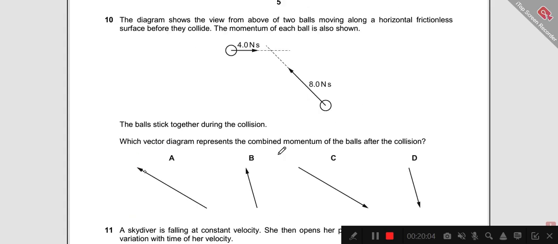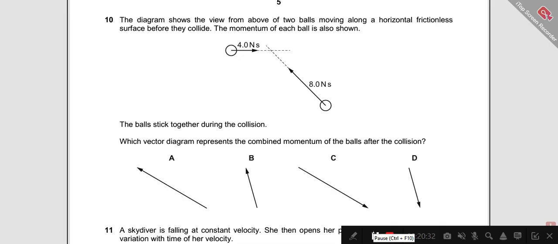Then the diagram shows the view from above of two balls moving along a horizontal frictionless surface before they collide. The momentum of each ball is also shown. The balls stick together during the collision. Which vector diagram represents the combined momentum of the balls after the collision? This is before they collide, and after the collision they stick together.